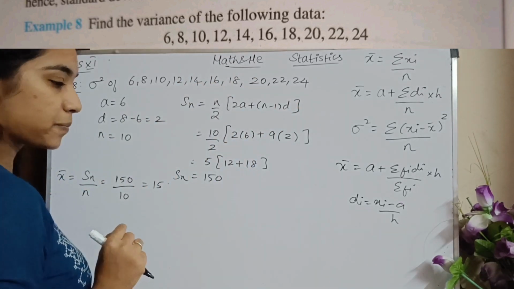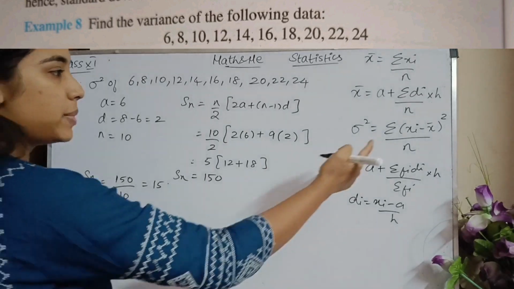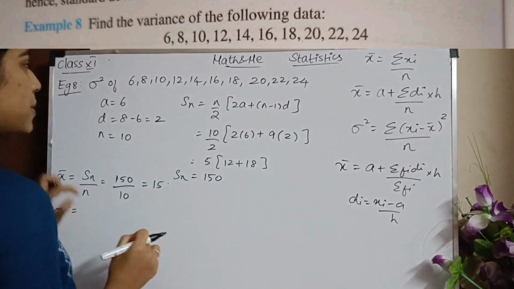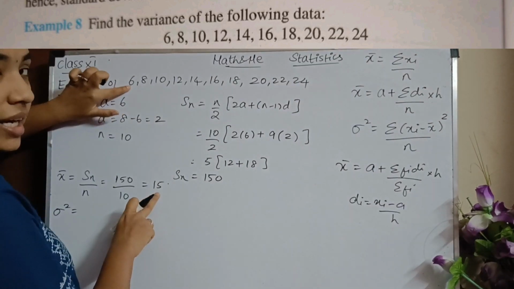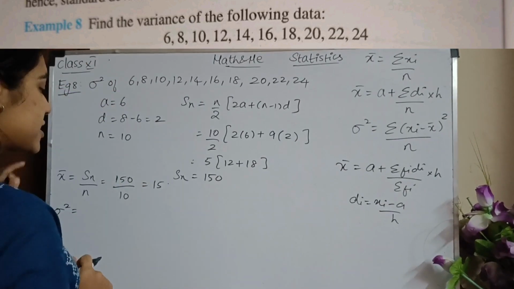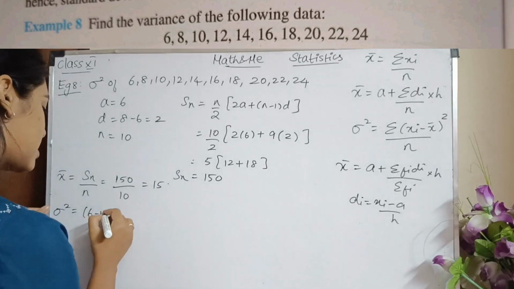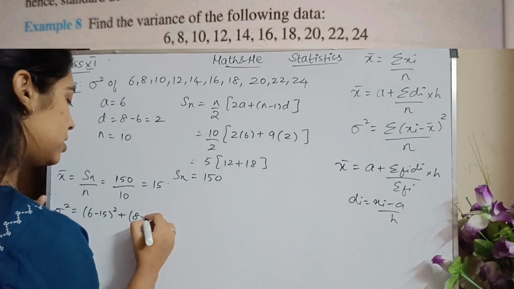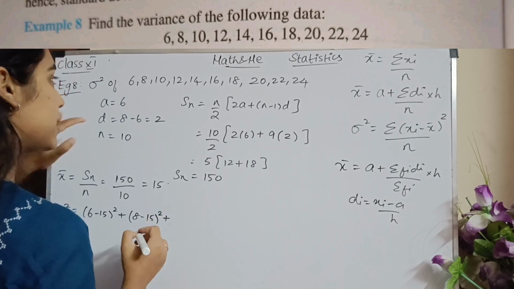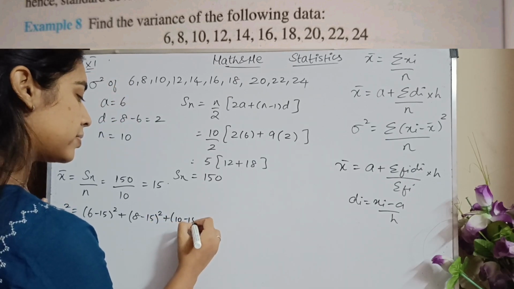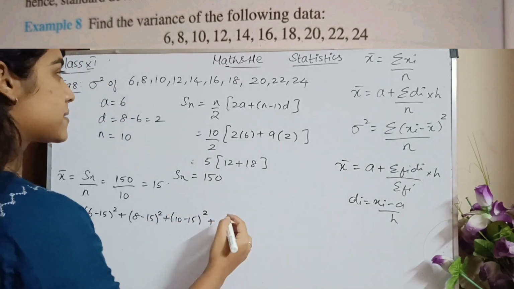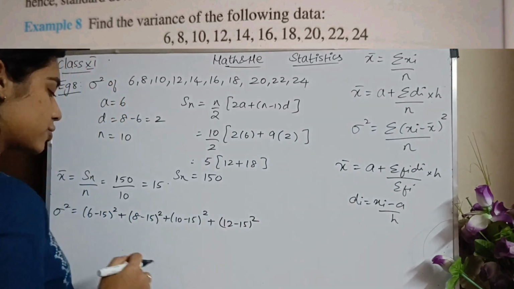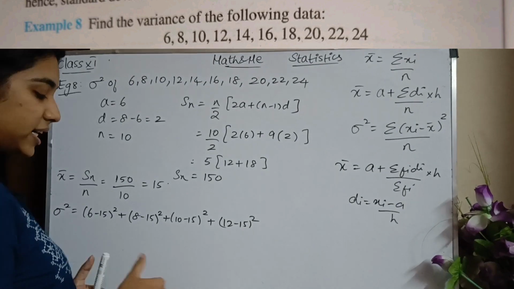Don't make mistakes. So, my variance, sigma square will be sigma of xi minus x bar the whole square divided by n. If xi minus x bar, each and every value, I have to subtract, then square them, correct? So, it will be 6 minus 15 the whole square plus 8 minus 15 the whole square plus 10 minus 15 the whole square plus 12 minus 15 the whole square. So, this is going to be very, very long. So, I will directly write the values.